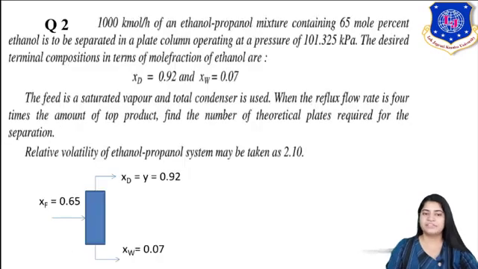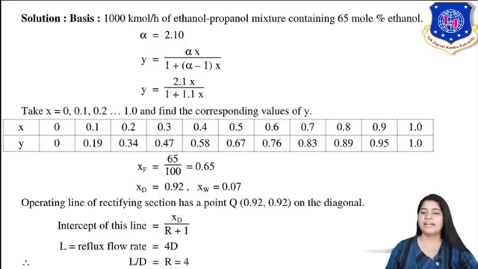Here it is given that 1000 kilomole per hour is your feed, and XF is given. Relative volatility is given as 2.1, so I can use the equation y = αx / (1 + (α − 1)x). This is my equilibrium relationship. Substituting the value of alpha, I get the following equation. Now you have to generate equilibrium data, so substitute values of x from 0 to 1 and correspondingly get the value of y. So I have generated our equilibrium data, right?